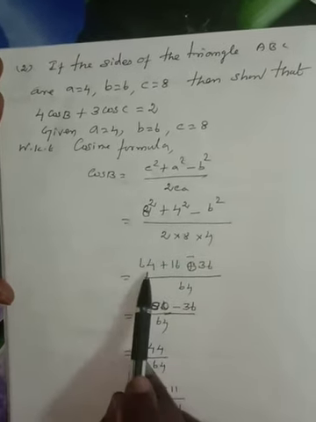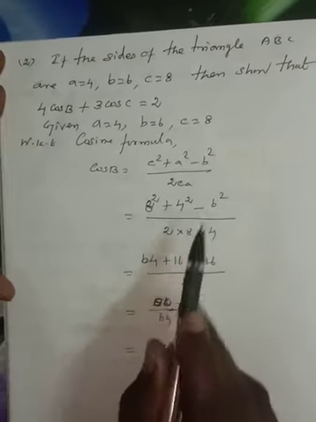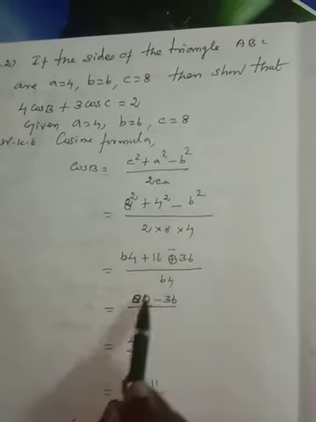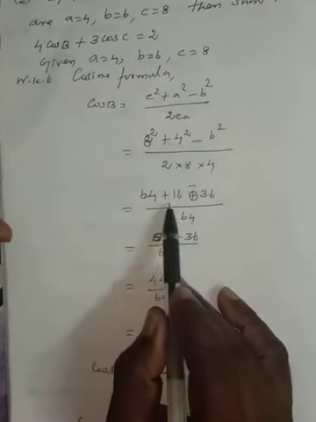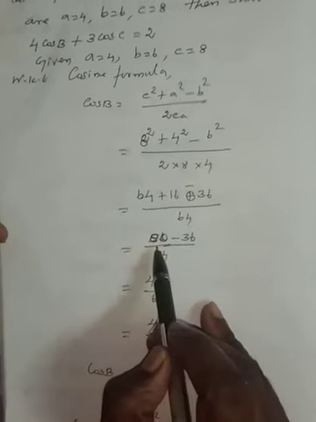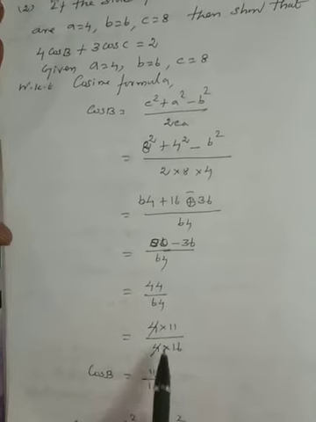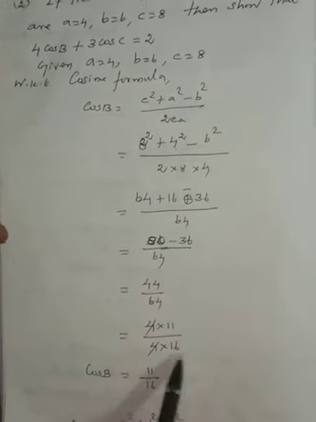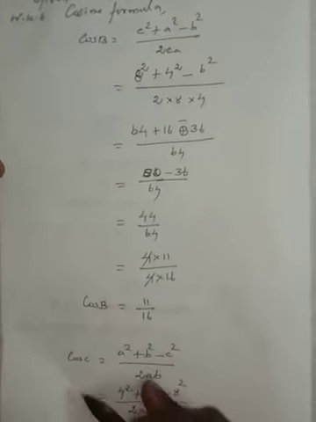8 square is 64, plus 4 square is 16, minus 6 square is 36, whole divided by 64. Now adding 64 and 16 gives 80, minus 36 is 44, divided by 64. 44 can be written in the form of 4 into 11, whole divided by 4 into 16. 4 cancels, we get cos B is 11 divided by 16.